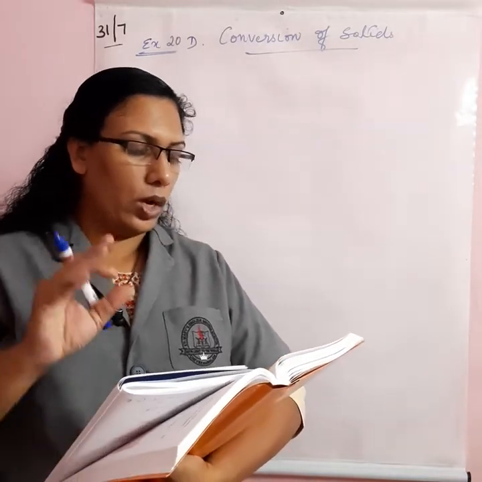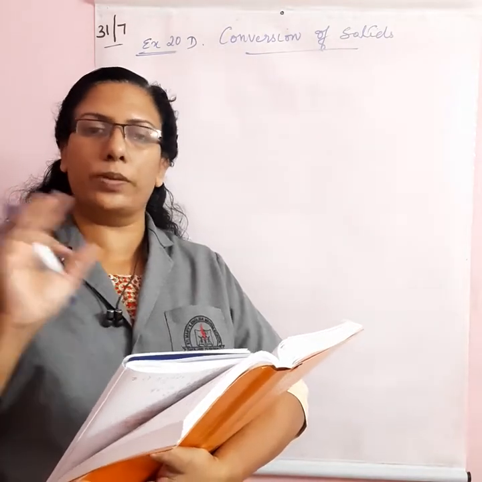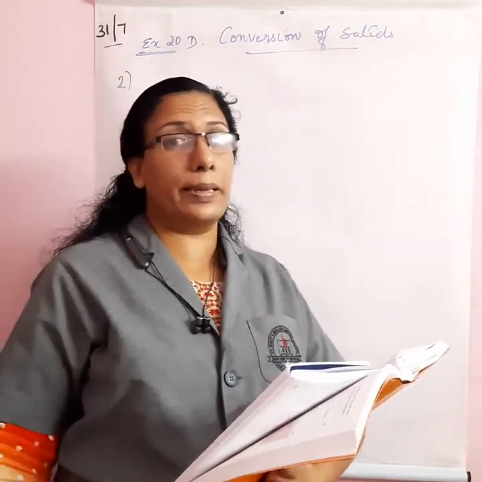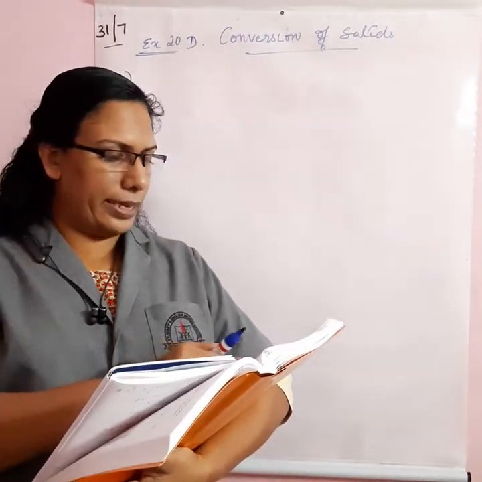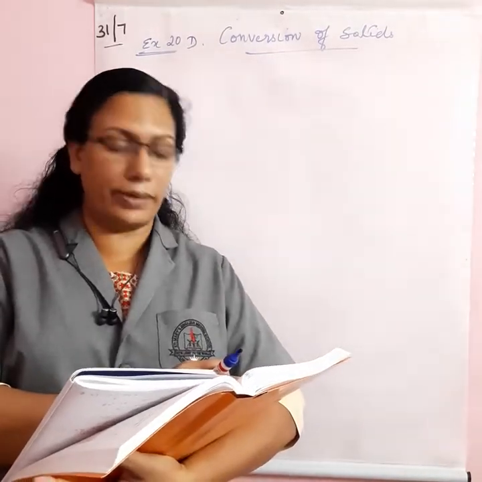What is given? A hollow sphere is melted into a cone. Hollow sphere is melted means the volume remains the same. What is the volume of the hollow sphere? You know it is 4 by 3 pi into capital R cube minus small r cube. Capital R is the external radius and small r the internal radius, but radius is not given, diameter is given.